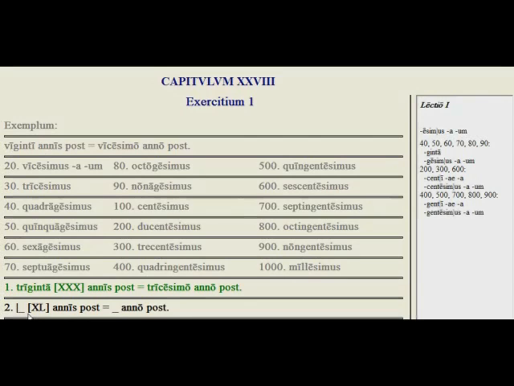And here we have the number 40. So we're going to go with the cardinal number first, quadraginta, 40 years later, and in the 40th year, quadragesimo anno. Let's try one more.